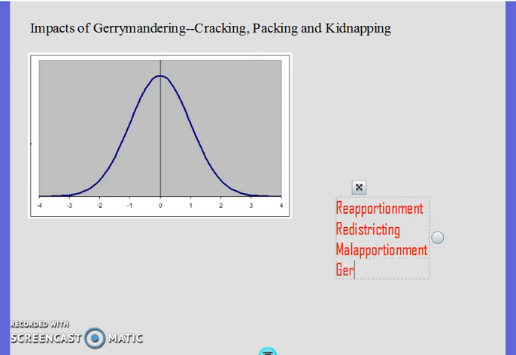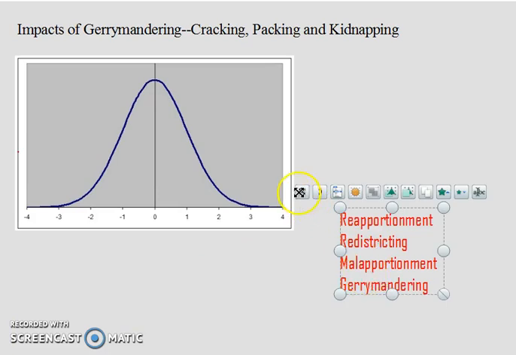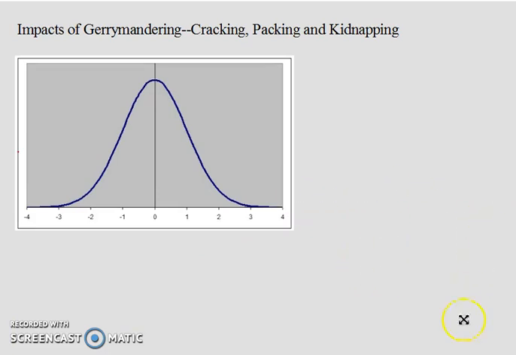And then lastly, we had gerrymandering, which was those ridiculous shaped districts to try and cram all the Democrats into one district or all the Republicans into another to make sure that we get what we want. We talked in class about some of the impacts of this, and the impacts are of some concern to our democracy. The tricks that people are using are cracking, packing, and kidnapping.